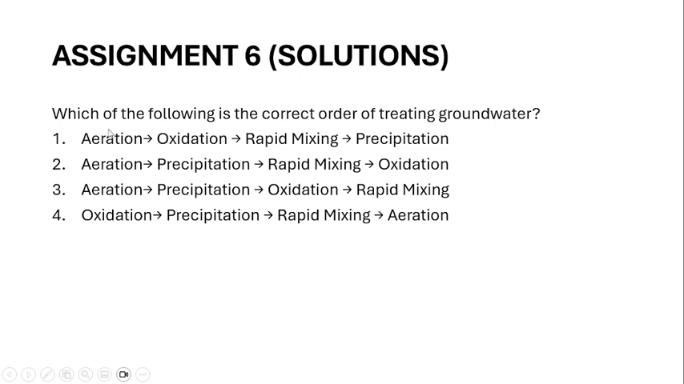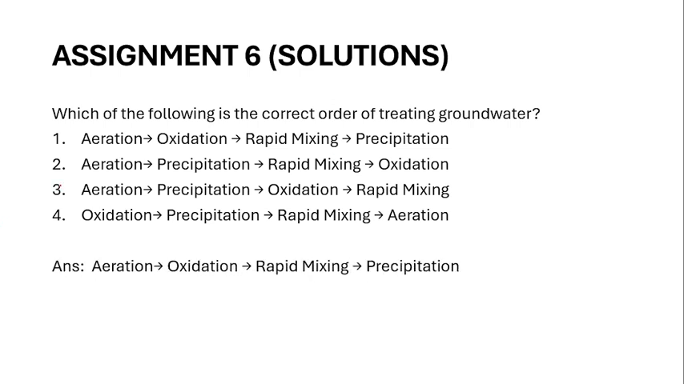So the first question is, which of the following is the correct order of treating the groundwater? It involves 4 steps, which are aeration, oxidation, rapid mixing, and precipitation. So here we have to arrange this in a sequential order. The right answer is aeration followed by oxidation.